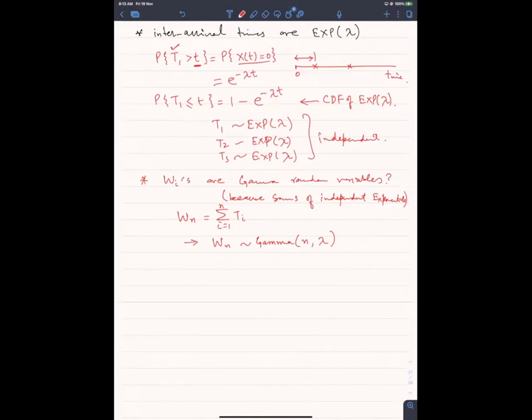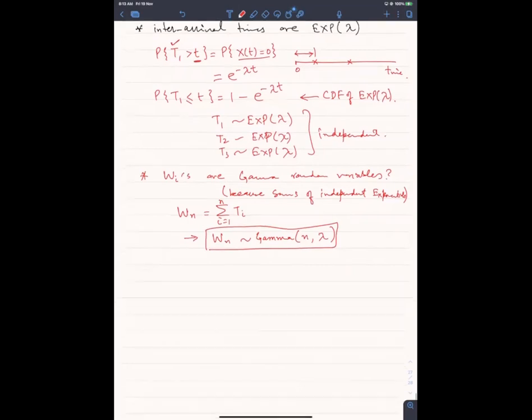There is a way to prove that the distribution of Wn is gamma. हमने एक उसका एक छोटा proof show भी किया हुआ है. We had shown a similar kind of proof several lectures ago. So we are providing that in the notes.